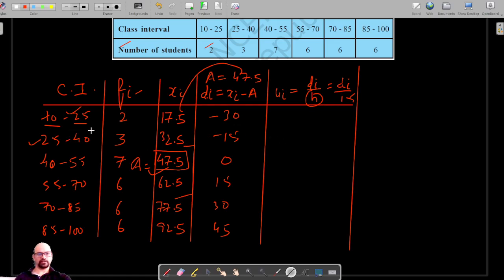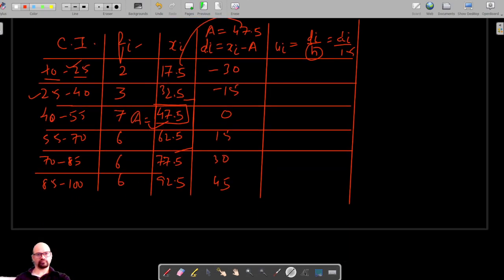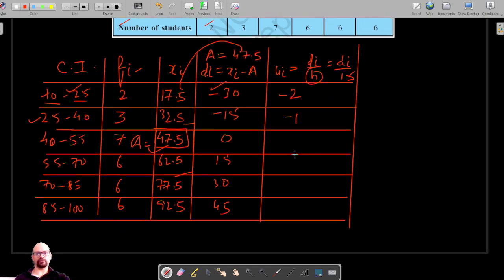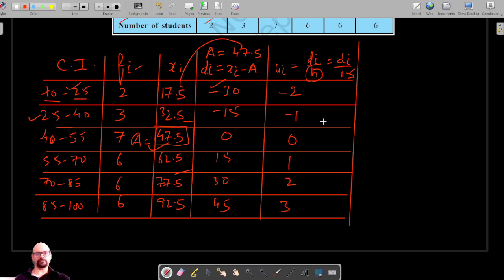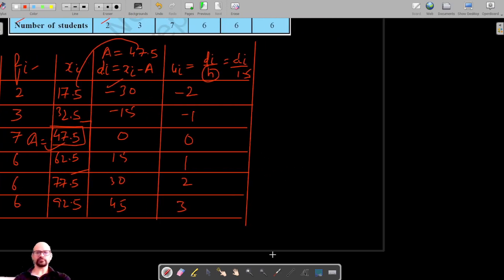Okay, now we are going to divide each of the differences with the class size, which is 15. So minus 30 divided by 15 is negative 2, this is negative 1, 0, 1, 2, and 3. So see, we have got the further reduced values to smaller figures. And now we are going to multiply.